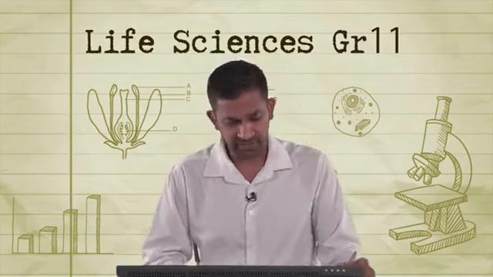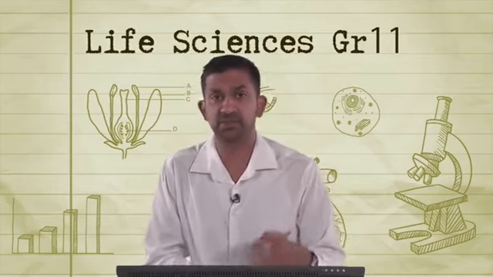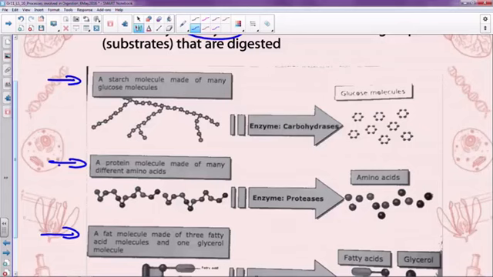So here, if you recollect from grade 10, we've got 3 main organic compounds. We've got your carbohydrates, which is starch, you've got your protein molecules, and you have your fat molecules. So we're going to look at how these 3 main organic groups are broken up using enzymes into the monomers. And at this point, when these monomers are present, they will then undergo the process of absorption and assimilation at a cellular level.